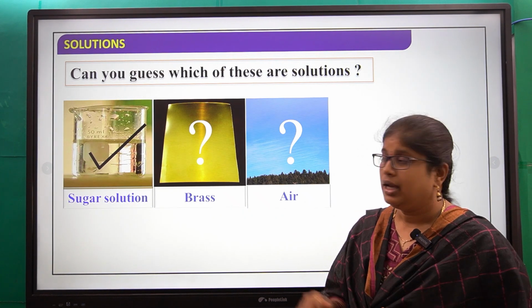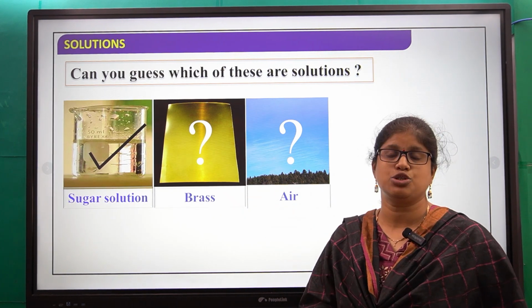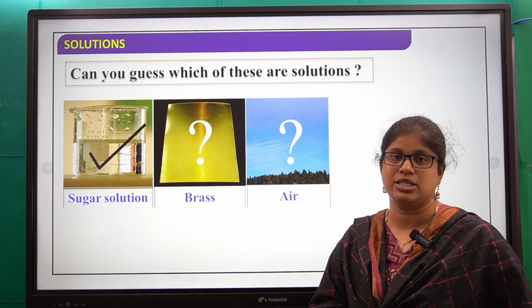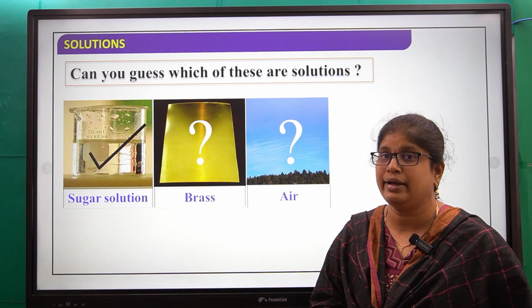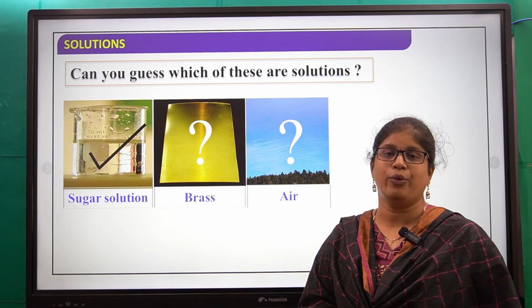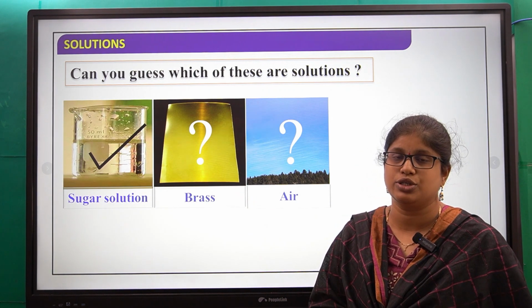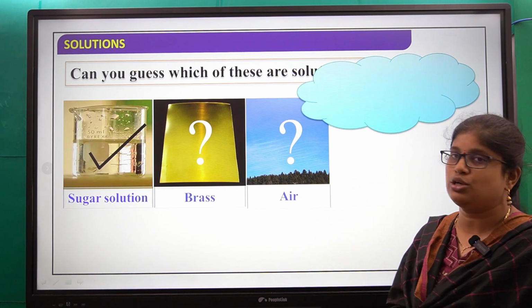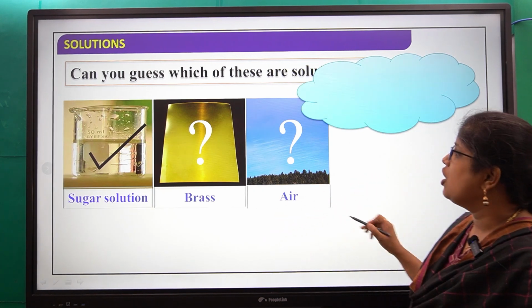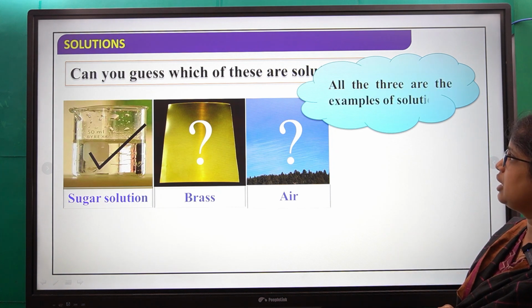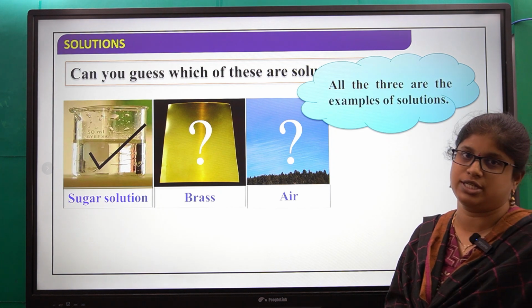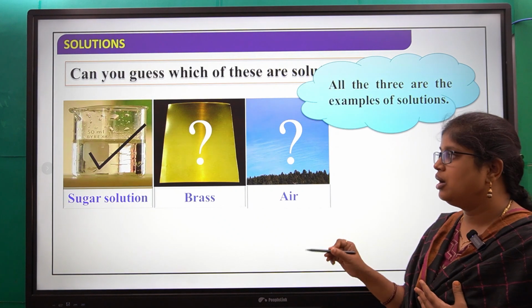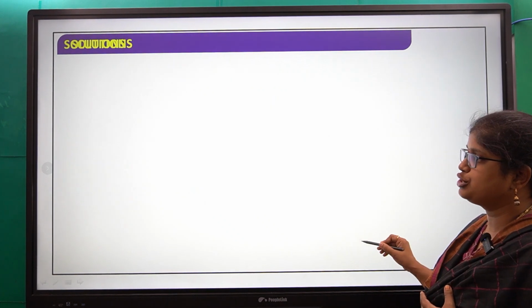One more point: all these are in liquid state, but brass is also a mixture of two or more components, and air is also a mixture of two or more components. Here the physical state is different: brass is in solid state, air is in gaseous state. We may doubt whether these are solutions or not, but don't get confused, these two are also solutions. All three, sugar solution, brass and air, are examples of solutions.